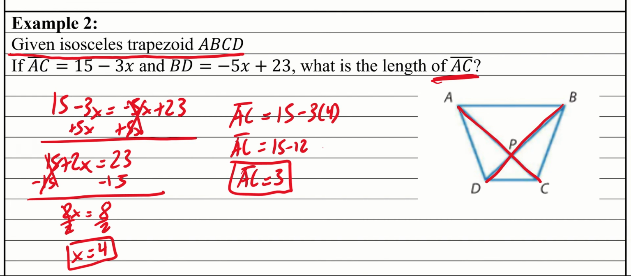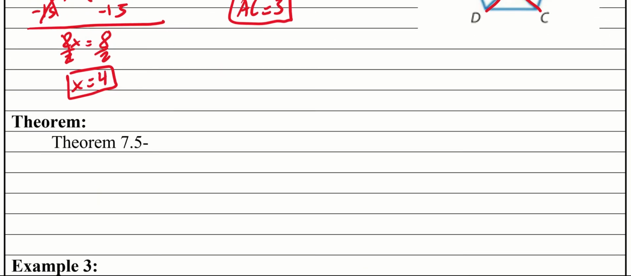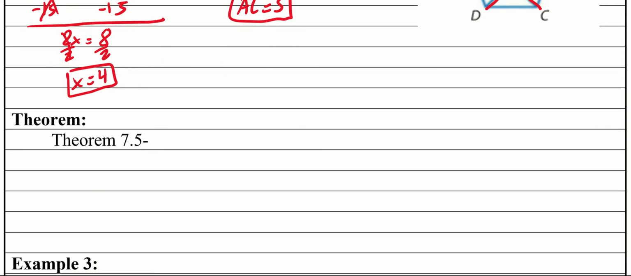Okay, one other thing that we need to talk about here as well, because I know you guys know how to use the properties pretty easily, is how to show that something is a trapezoid. Okay, how would I be able to show that the shape I'm looking at is a trapezoid? So we have theorem 7.5, because again, we don't have a specific name for this. We're just going in the order of the ones that we've already done. We went through 7.1 through 7.4. So theorem 7.5, we can say this.